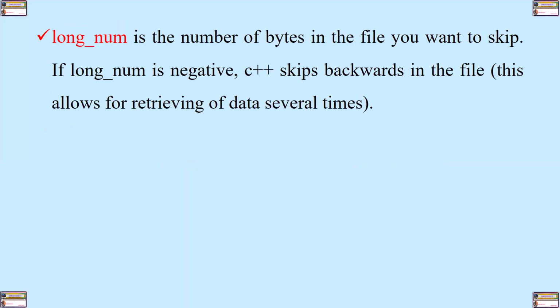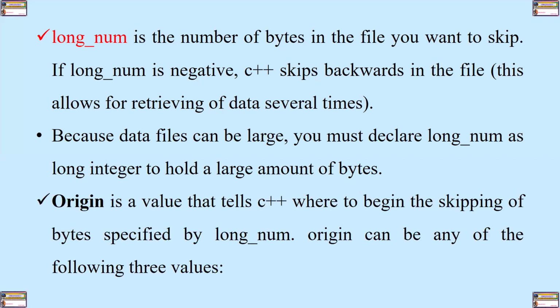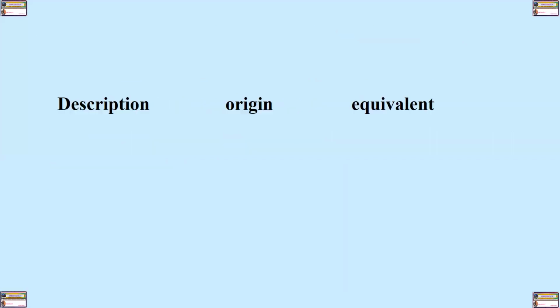Then long num is the number of bytes in the file you want to skip. If long num is negative, C++ skips back in the file. This allows for retrieving of data several times. Because data files can be large, you must declare long num as a long integer to hold a large amount of bytes. Origin, on the other hand, is a value that tells C++ where to begin the skipping of bytes specified by long num. Origin can be any of the following three values.